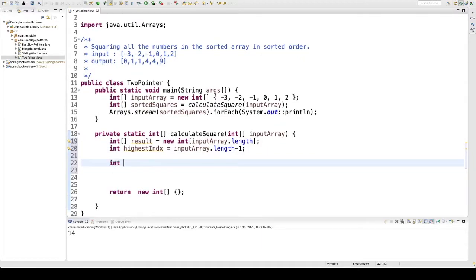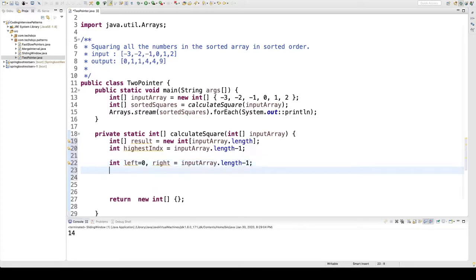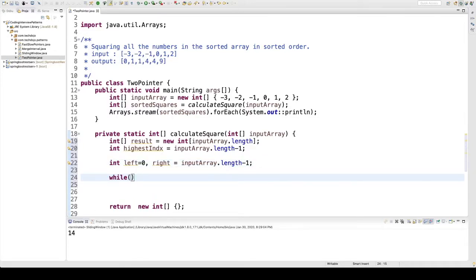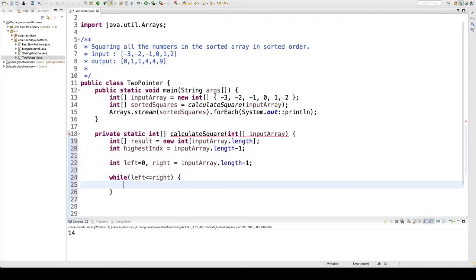Now we need pointers. I am keeping left at 0, and the right one we are keeping at the end, which is array length minus 1. As we move the pointers, we should make sure they do not cross each other. They can be equal, but the left one should not go past the right one. The left one is here and the right one is at this end, and they just go and meet. So left should always be less than or equal to the right. That's the condition we check.